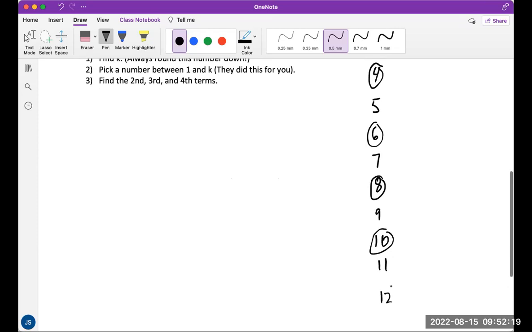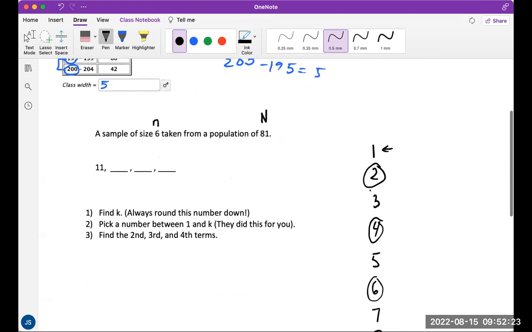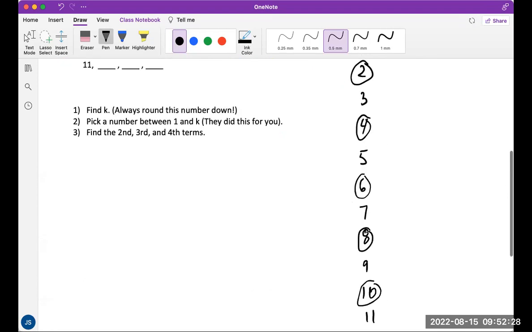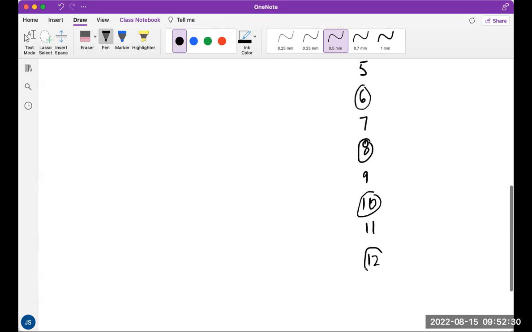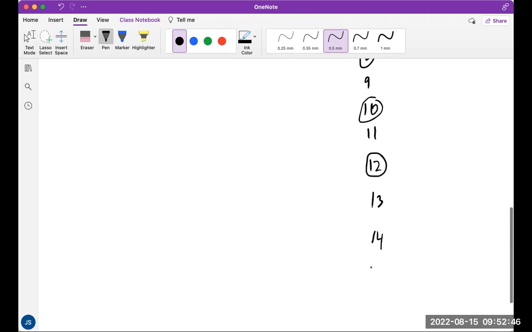Here's 12. The circles are the people in our sample. So 1, 2, 3, 4, 5, 6. By customer number 12 walking in the store, if we're trying to sample the customers that come in the store, we already have our sample of 6. And the 13th, 14th, 15th, 16th person that walks into the store would never be sampled at all.